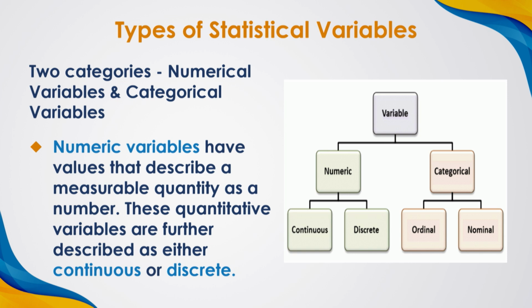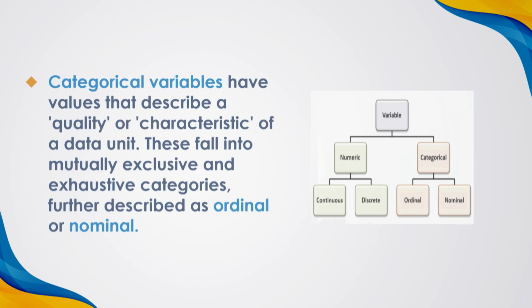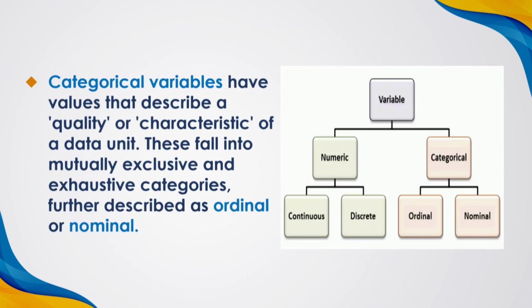Numeric variables have values that describe a measurable quantity as a number. These quantitative variables are further described as either continuous or discrete. Coming to the second category, categorical variables have values that describe a quality or a characteristic of a data unit. These fall into mutually exclusive and exhaustive categories, further described as ordinal or nominal.